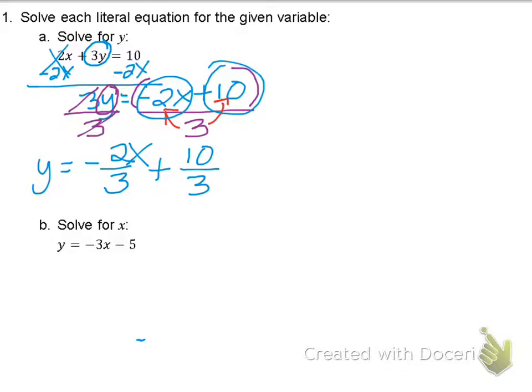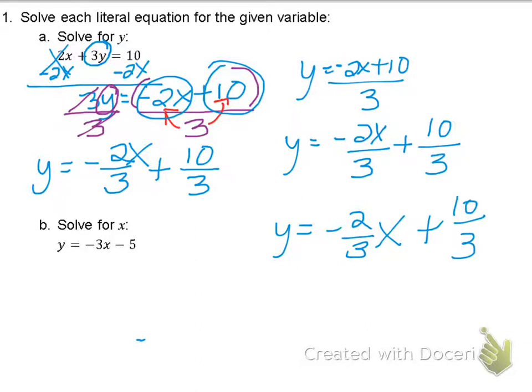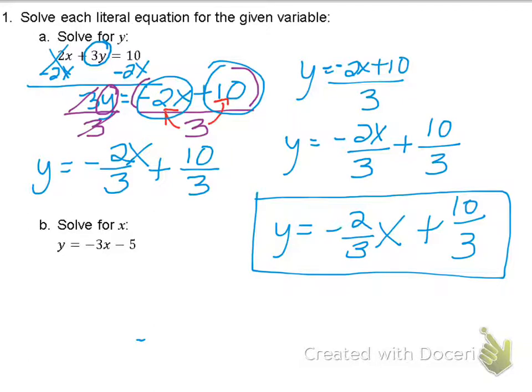So this could be written in a few different ways. We can write it y equals negative 2x plus 10 over 3, or y equals negative 2x over 3 plus 10 thirds, or y equals negative 2 thirds x plus 10 thirds. So three different ways to write that. The most common way would be this third one here.